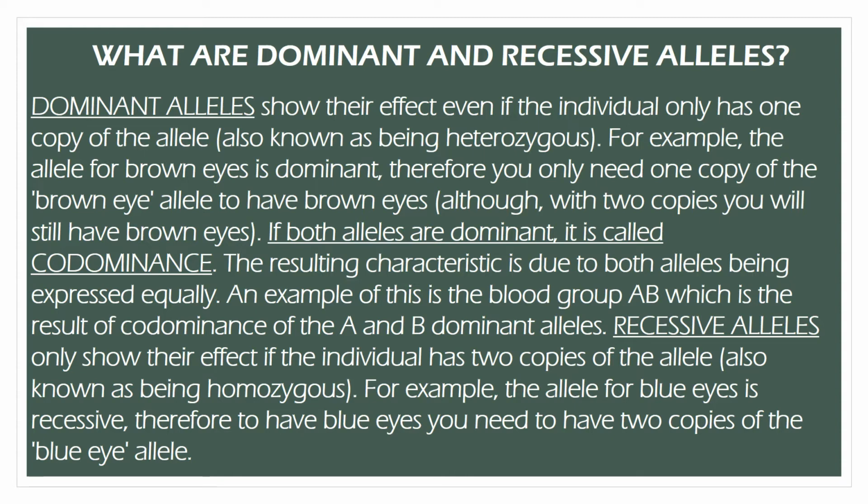If both alleles are dominant, it is called codominance. The resulting characteristic is due to both alleles being expressed equally. An example of this is the blood group AB, which is the result of codominance of the A and B dominant alleles. So recessive alleles only show their effect if the individual has two copies of the allele, also known as being homozygous. For example, the allele for blue eyes is recessive, therefore to have blue eyes, you need to have two copies of the blue eye allele.